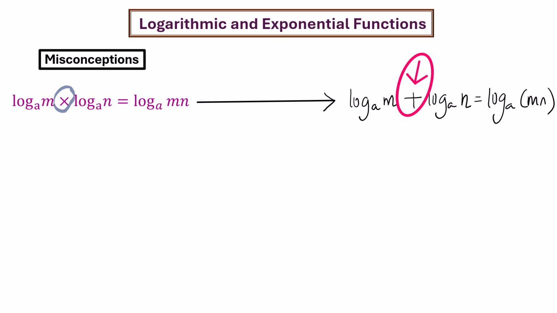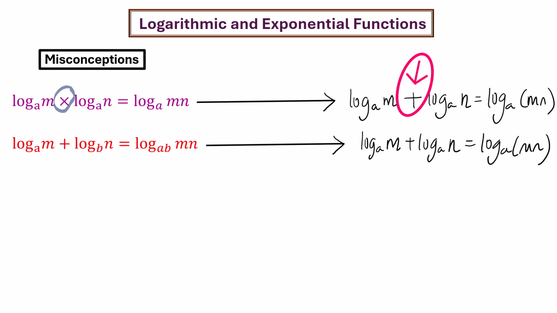Let's look at the second one. Again, do you think what's wrong with this? Yes, you are right. To apply the logarithmic laws correctly, the base here has to be the same. So it is either base a for both or base b for both.